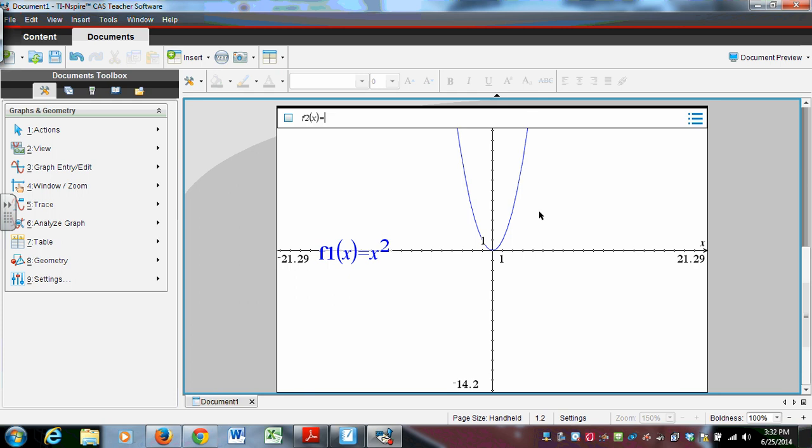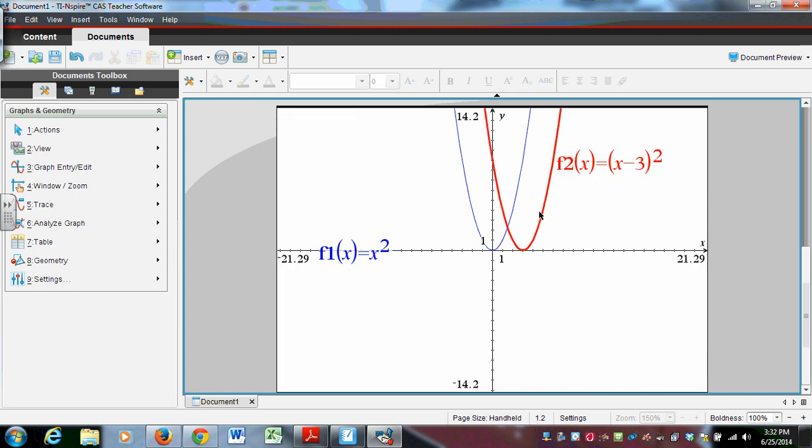And I'm going to ask myself, what happens to the graph of that function if we replace x with x minus 3? And we notice, ooh, the graph appears to have moved to the right 1, 2, 3 units. And so I ask myself, would that work the other way? And the answer is yes. The function moves to the left 1, 2, 3, 4, 5 units to the left.